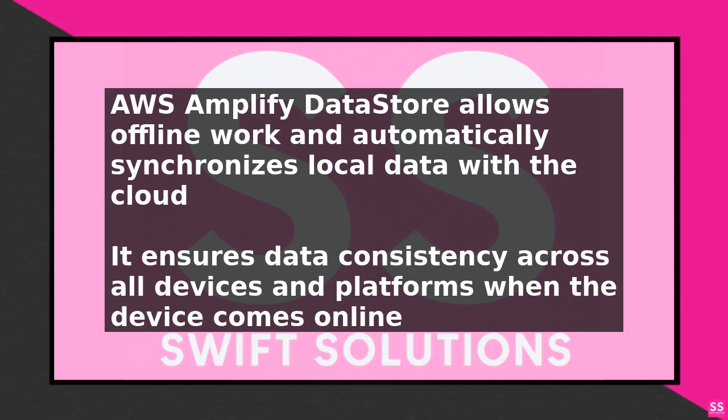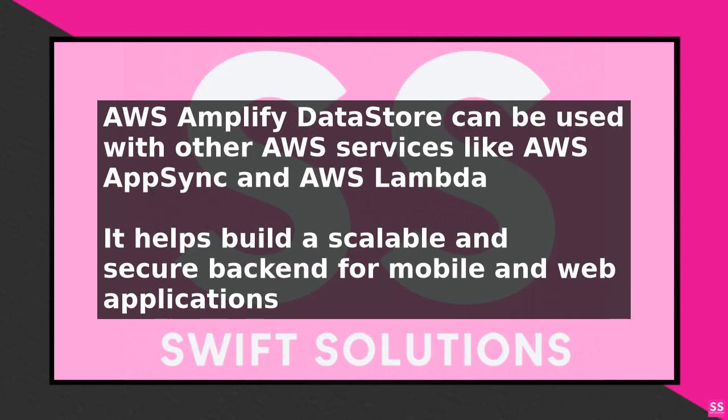Let's look at a practical example. Suppose we are building a note-taking application, and we want to store the user's notes in AWS Amplify DataStore. We can use the DataStore API to create, read, update and delete notes, and the data will be stored locally on the device. When the device comes online, the data will be automatically synchronized with the cloud, allowing the user to access their notes from any device.